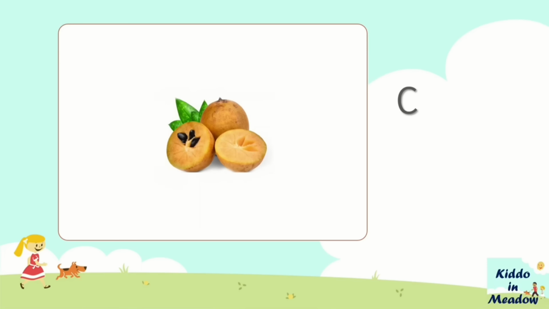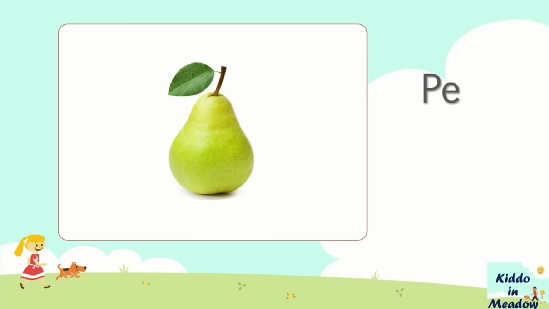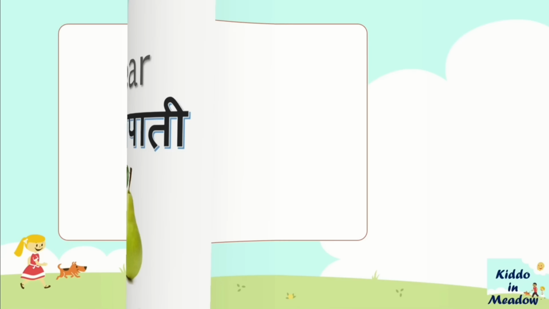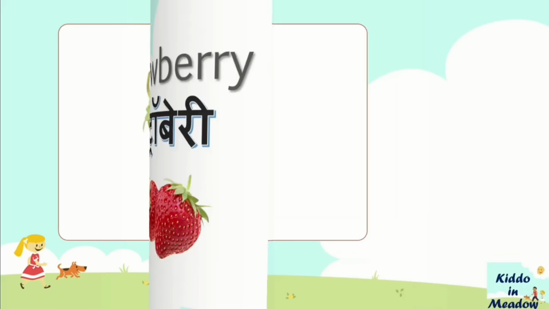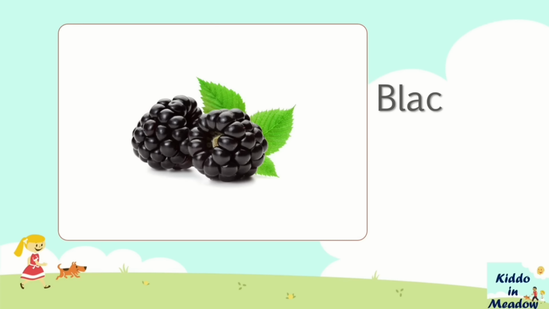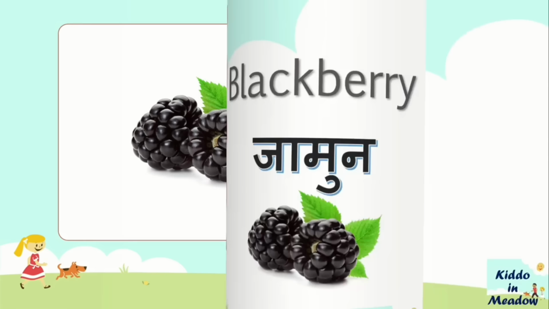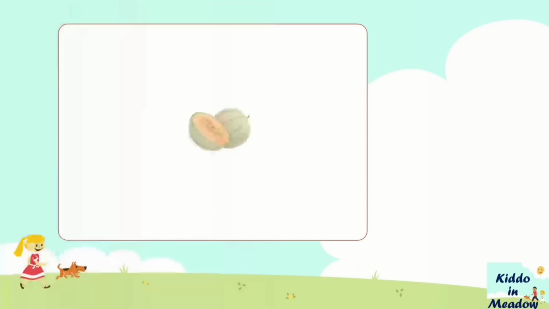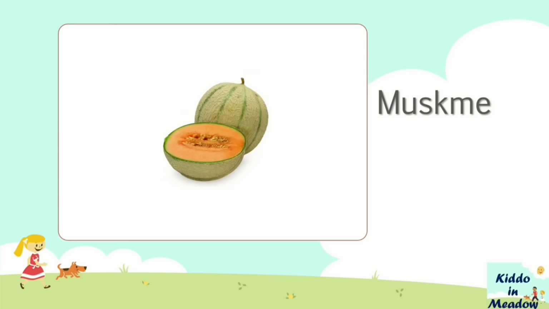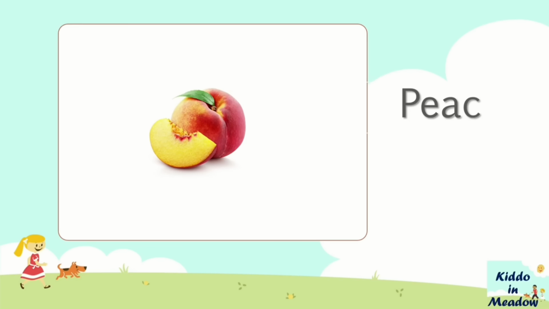Chiku. C-H-I-C-K-O-O. Chiku. Pear. P-E-A-R. Pear. Strawberry. S-T-R-A-W-B-E-R-R-Y. Strawberry. Blackberry. B-L-A-C-K-B-E-R-R-Y. Blackberry. Kiwi. K-I-W-I. Kiwi. Muskmelon. M-U-S-K-M-E-L-O-N. Muskmelon. Peach. P-E-A-C-H. Peach.